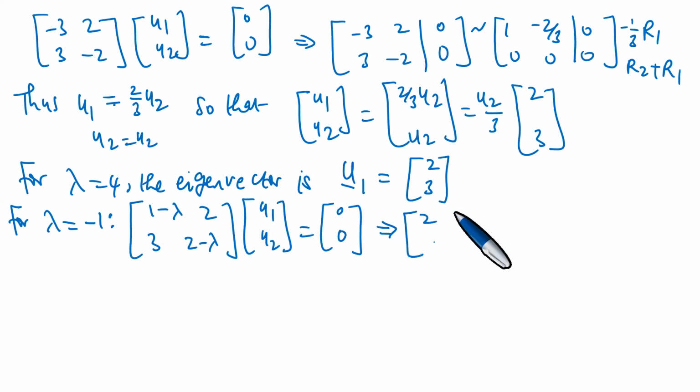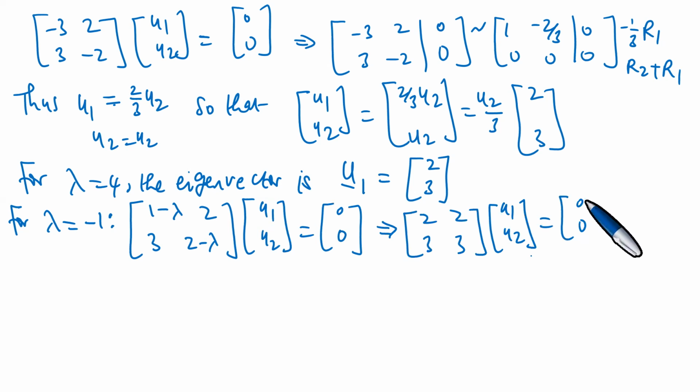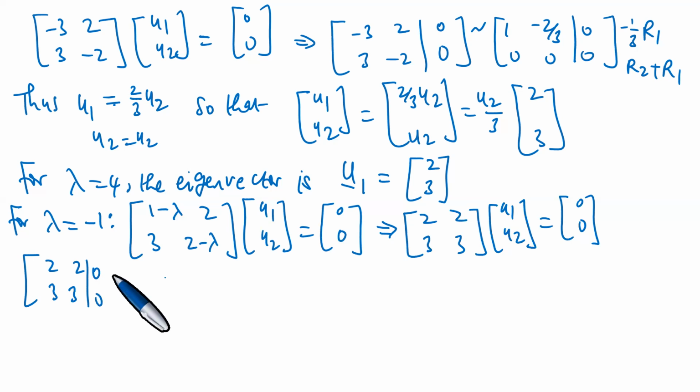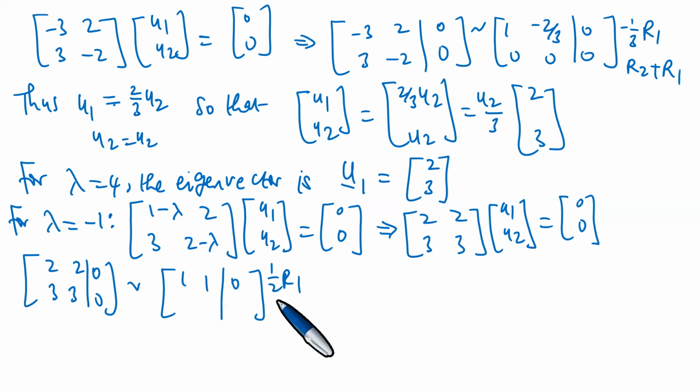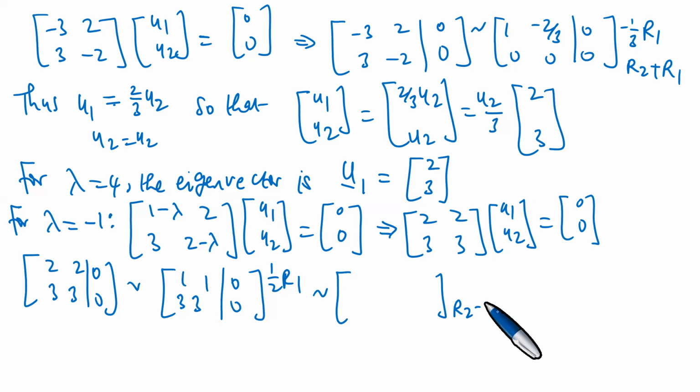Minus 1 is 2, 2, 3, 3, times U1, U2 equals 0, 0. Okay, for lambda equal to minus 1, you just put the minus 1 there. So we write the augmented matrix, 2, 2, 3, 3, 0, 0. Row equivalent to: multiply by 1 half row 1, 1, 1, 0. Okay, you can leave this one for now. And then do row 2 minus 3 row 1: 0, 0, 0.